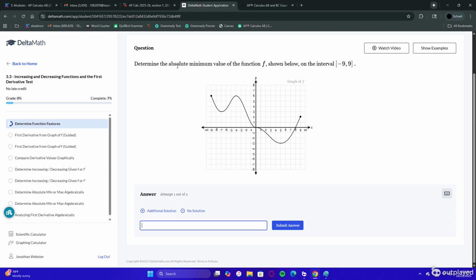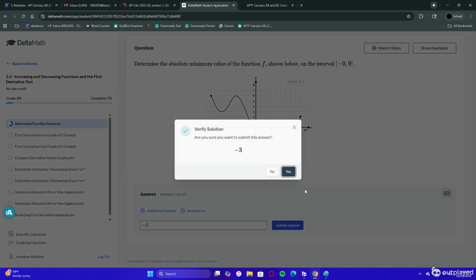Alright, now determine the absolute minimum value. This time it's a closed interval, so these points exist, but if you trace the graph, you're going to see that the lowest minimum value is right here at x equals 5. So at x equals 5, the value of f is -3. So your answer would be -3.